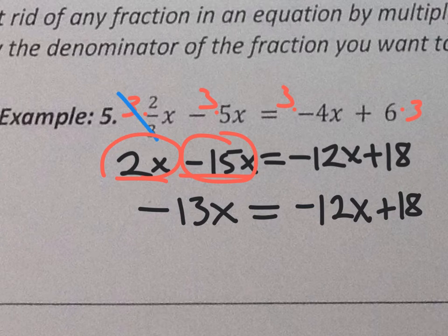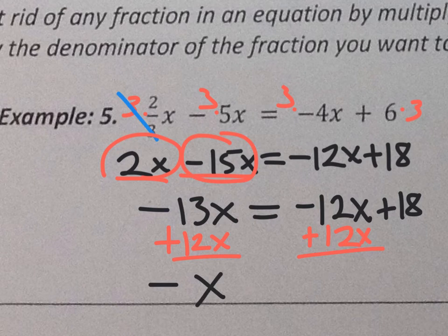So I'm going to get x by itself on one side, but the problem is I have x's on both sides, so I need to get rid of one of them. I want to get rid of the minus 12x by going plus 12x. And what I do to one side, I do to the other side, plus 12x. So my new equation will be negative 1x, or just negative x, equals 18.